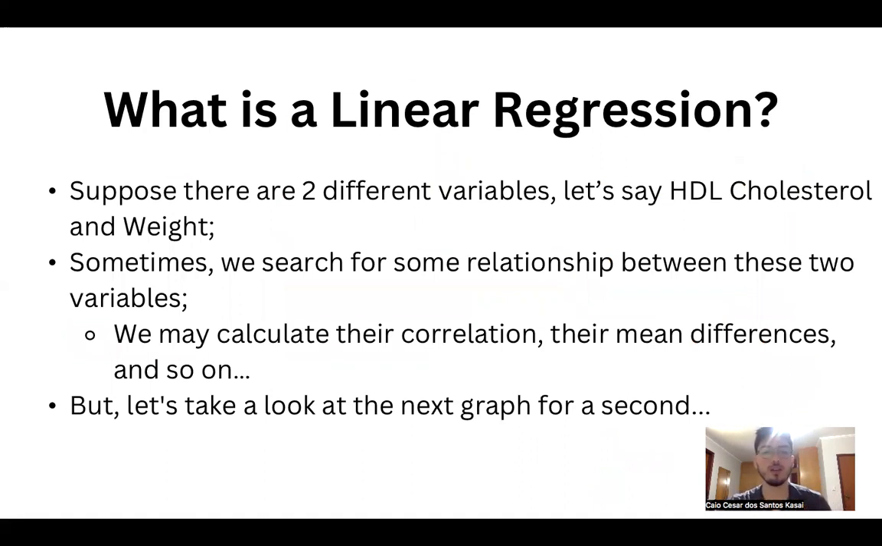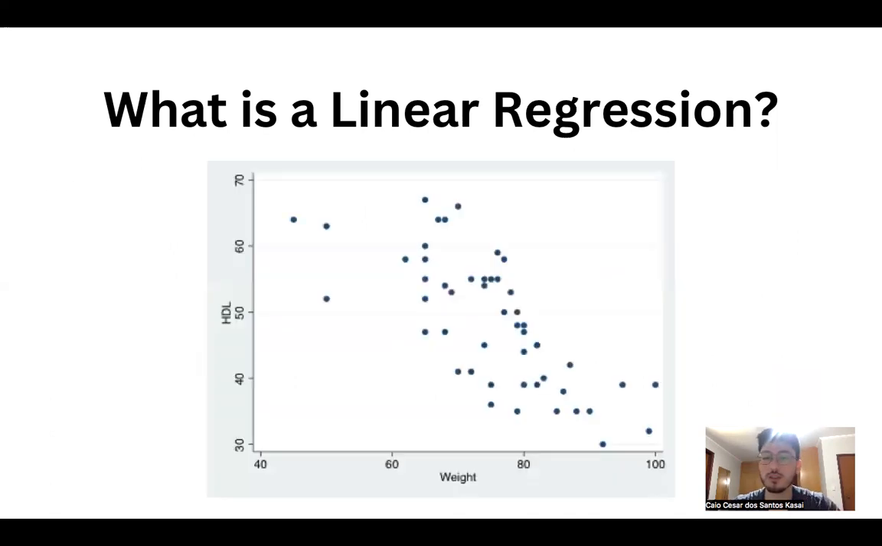Suppose there are two different variables, let's say HDL cholesterol and weight. Sometimes we search for some relationship between these two variables. We may be looking at the correlation between these two variables. We may be looking at the mean differences of these two variables, and so on. But let's take a look at the next graph for a second.